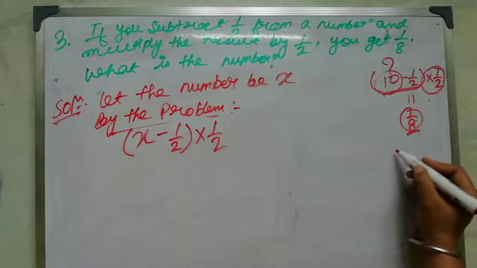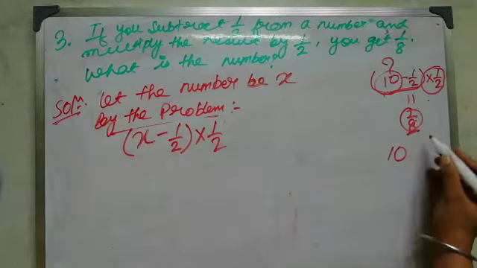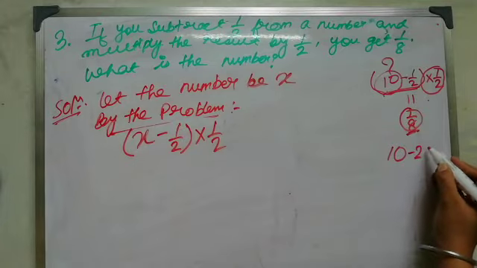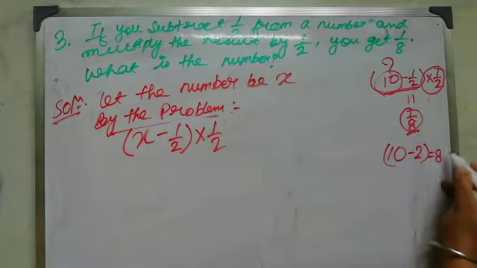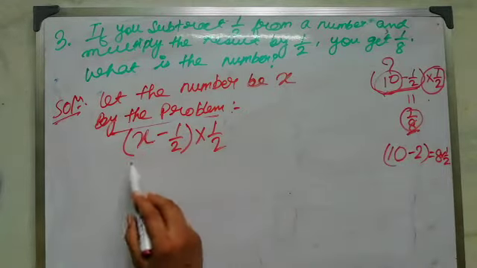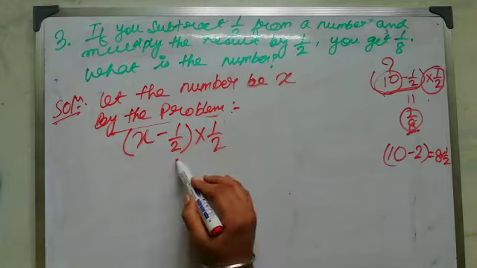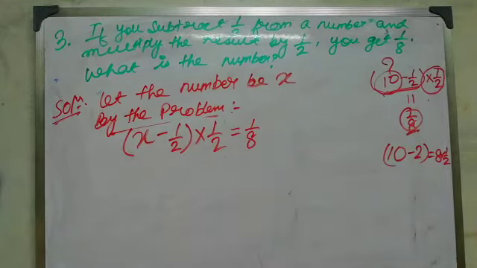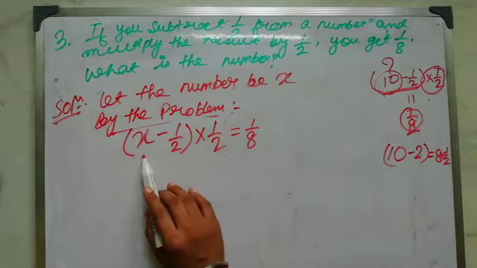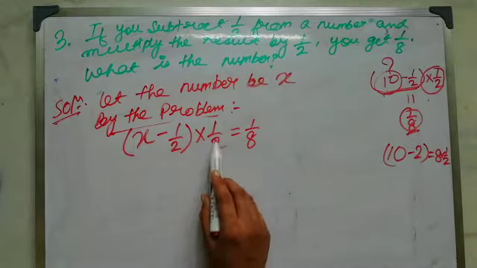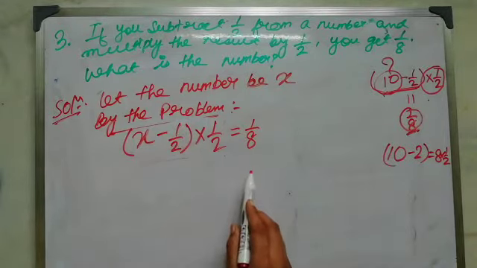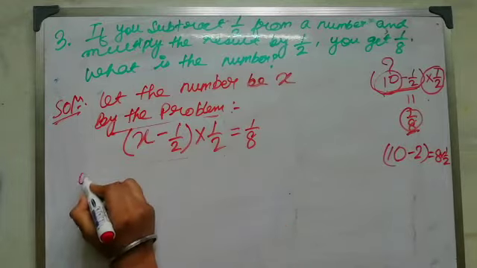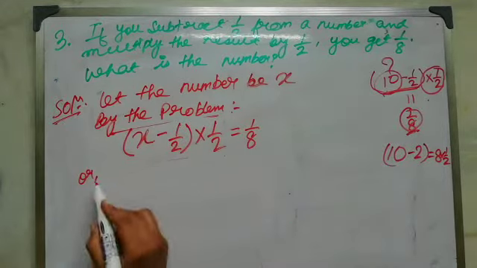It is just like, students, see, I am subtracting 2 from 10. So, I am getting what? 8. To this 8, I am multiplying half. It is the same thing. Whatever the result is, I multiply it by half, and then I will get 1 by 8 as my result. So, the question is subtracting half from a given number and multiplying half to the result will give me 1 by 8.